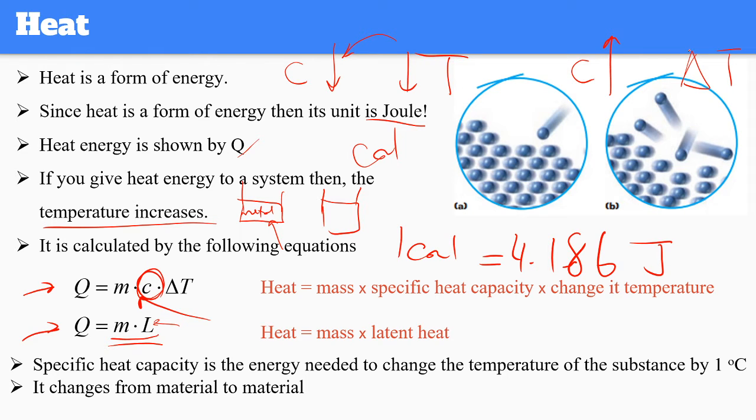So the amount of energy needed to change the temperature is known as specific heat capacity. High specific heat capacity materials resist changing their temperatures, and low specific heat capacity materials change their temperatures really fast. Metals are examples of low specific heat capacity, and plastics are examples of high specific heat capacity. Specific heat capacity depends on the material that we are using.